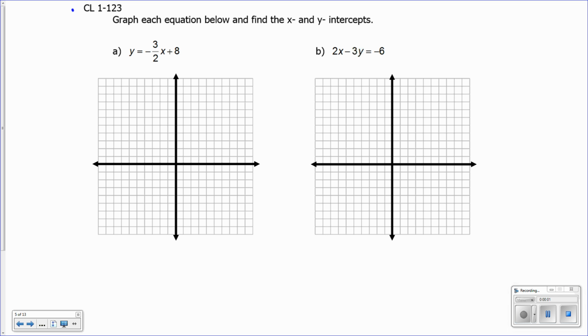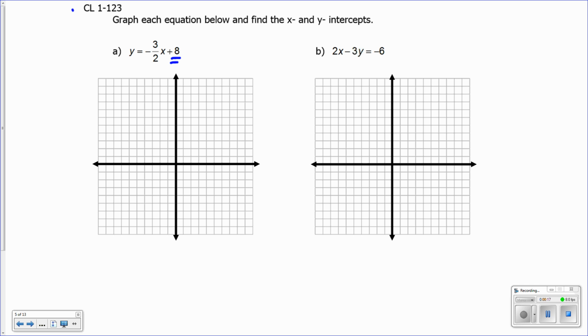Problem 1-123. Graph each equation below and find the x and y-intercepts. Starting out here, letter A, y equals negative 3/2 x plus 8. This one's easy to graph. It's already in slope-intercept form.